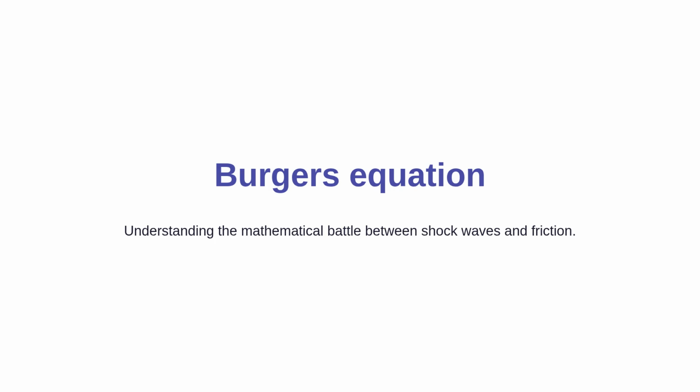Welcome to this lecture on the Burger's equation. Imagine a single-lane highway where cars are moving forward at a steady pace. Suddenly, the cars in the front hit their brakes.